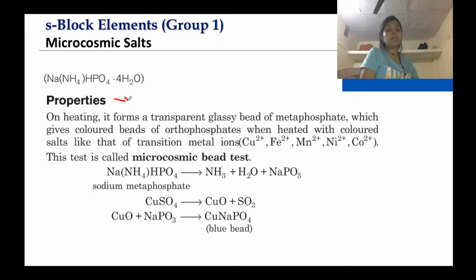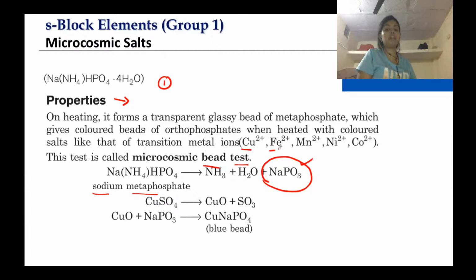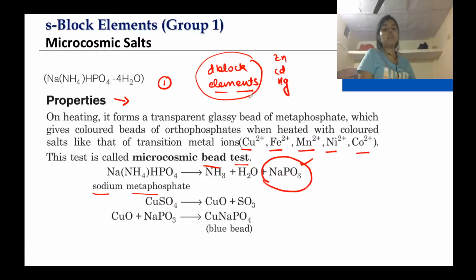Now amongst the properties we have to learn only one, that is the microcosmic bead test, right? So what is the microcosmic bead test? Sodium metaphosphate, NaPO3, is obtained on heating the microcosmic salt, right? Now when you treat this with the colored salts of transition metals like copper 2 plus, Fe2 plus, Mn2 plus, nickel 2 plus, cobalt 2 plus, basically the d block elements except zinc, cadmium and mercury, which are known as what? Transition elements or transition metals.